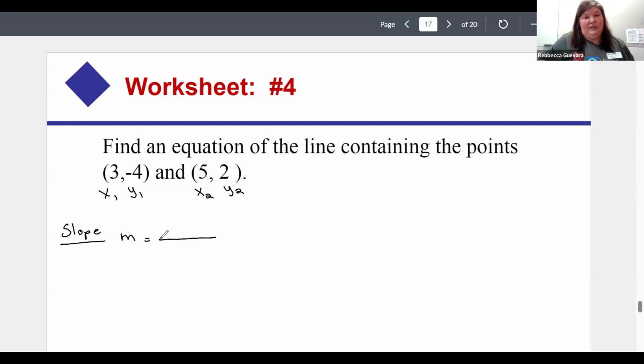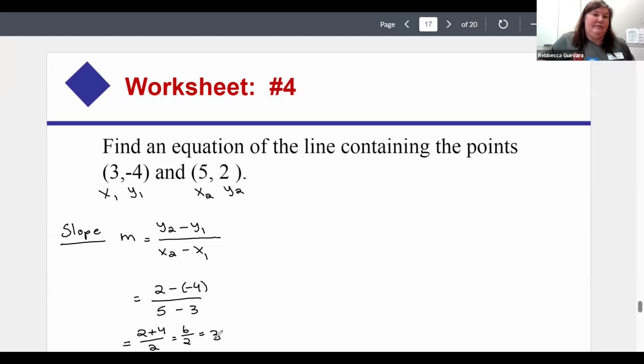So we know slope is, like I said, y2 minus y1 over x2 minus x1. Let's fix that x1, so it's a 1. So we will have 2 minus a -4 over 5 minus 3. So that is going to leave me with 2 plus 4, and then 5 minus 3, so 2 on the bottom. So we have 6/2. So we're getting a slope of 3.